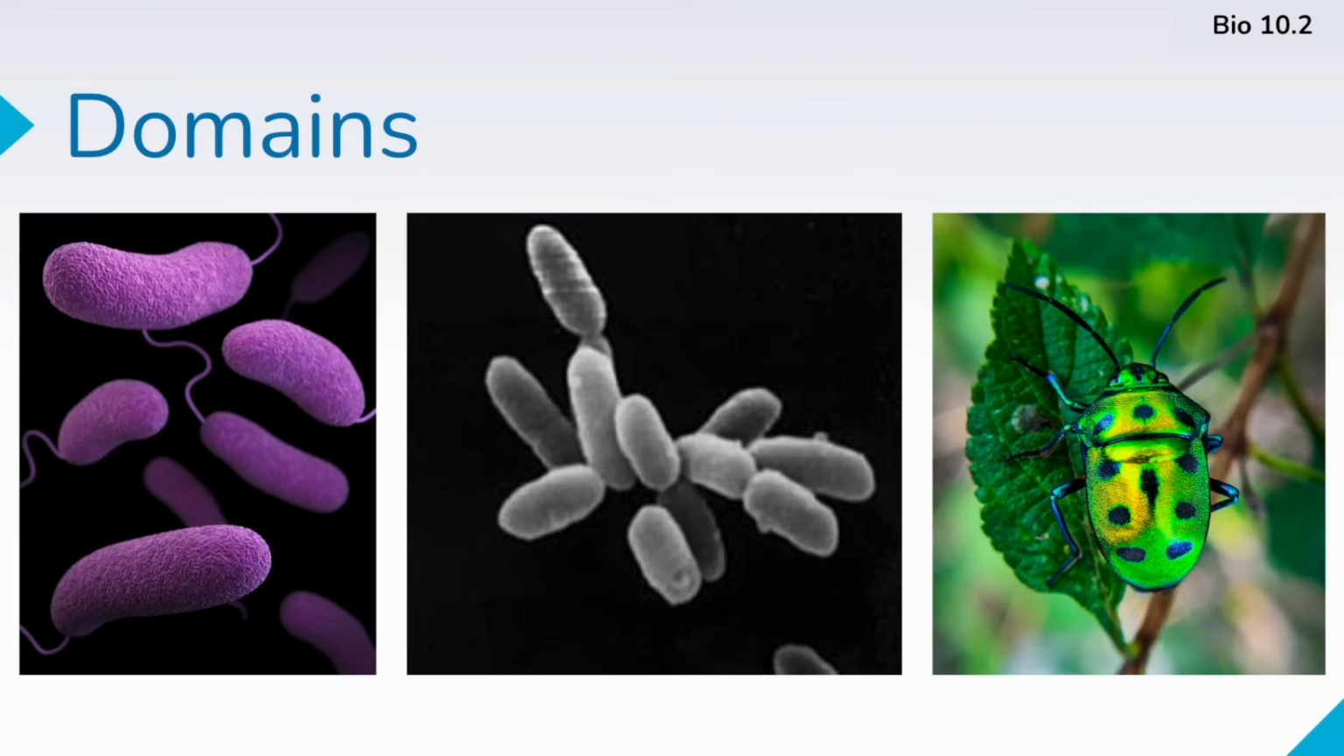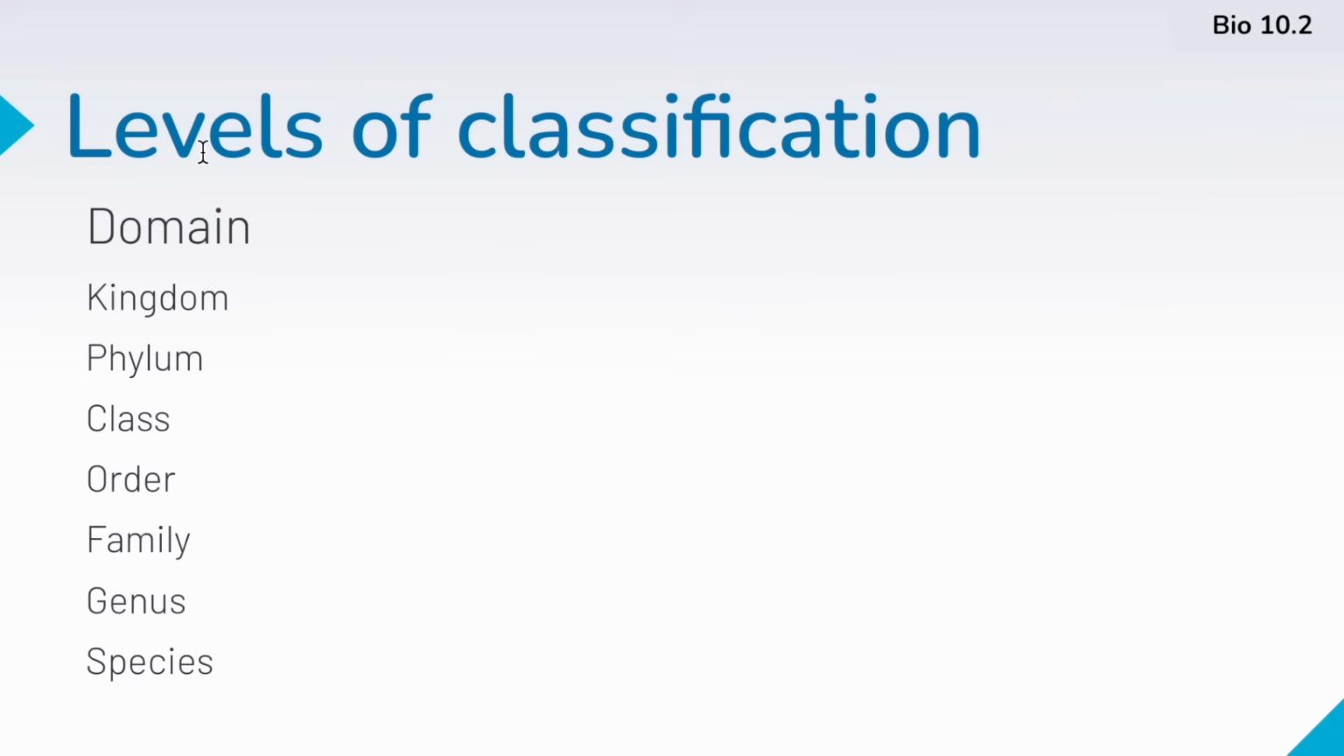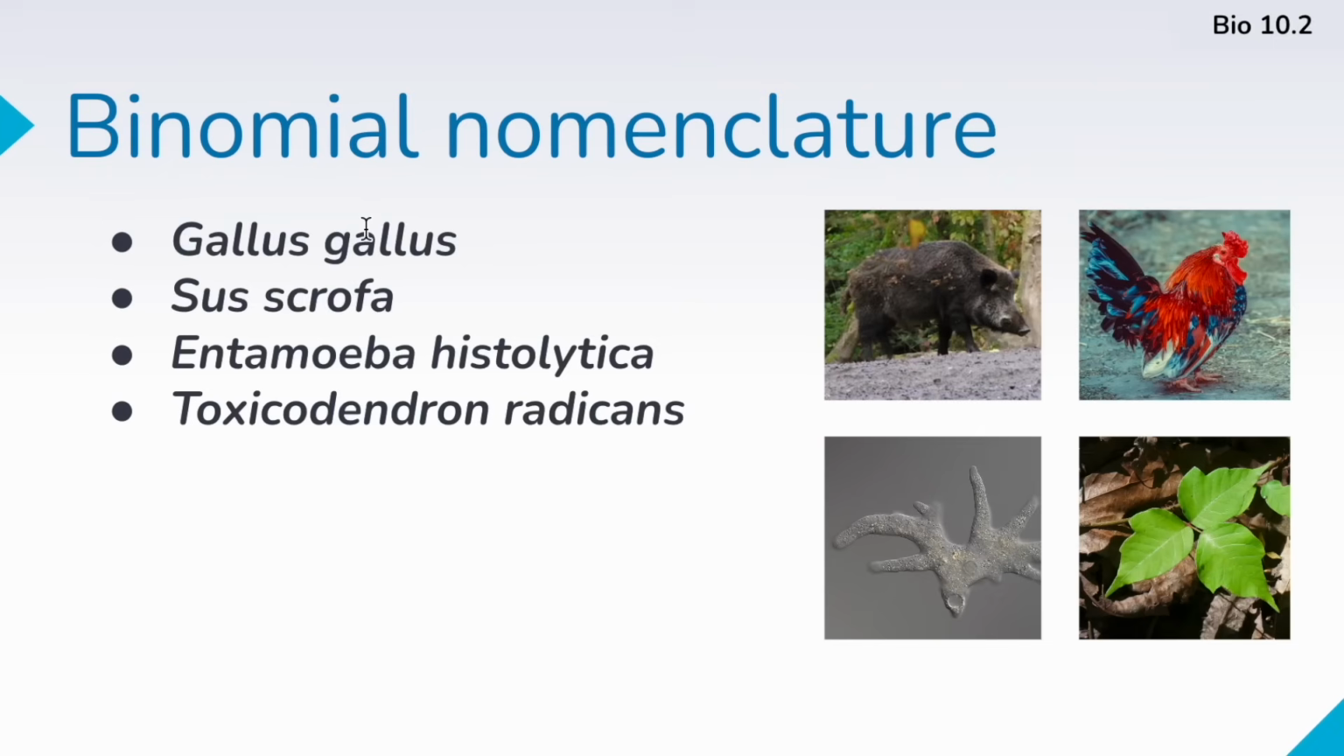So beyond domain, we have different levels of classification to group different organisms. You might have heard of acronyms for this, like King Philip came over for ginger snaps, but the scientific name of an organism actually comes from the categories for its genus and species group. And so scientific names are always italicized. The first word always has a capital letter. The second word has a lowercase letter.